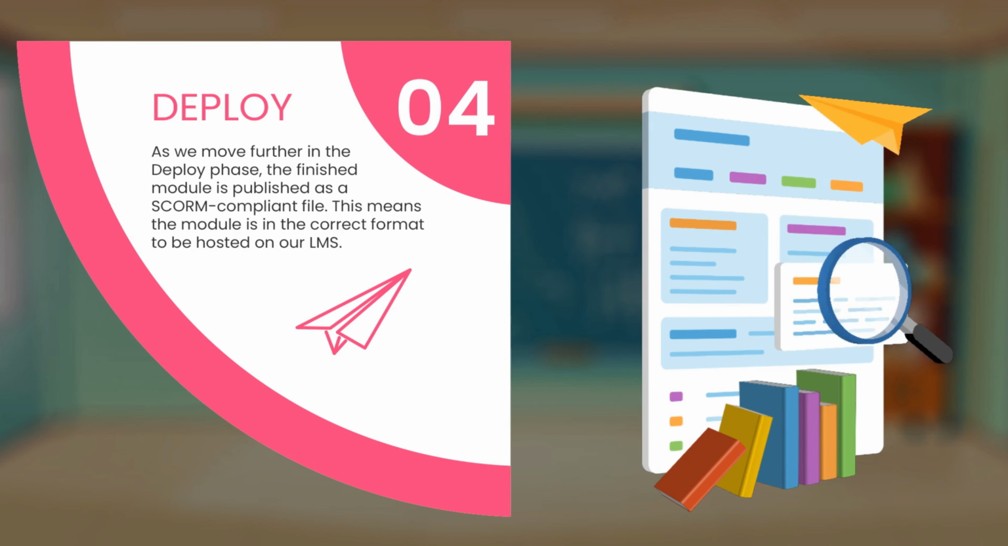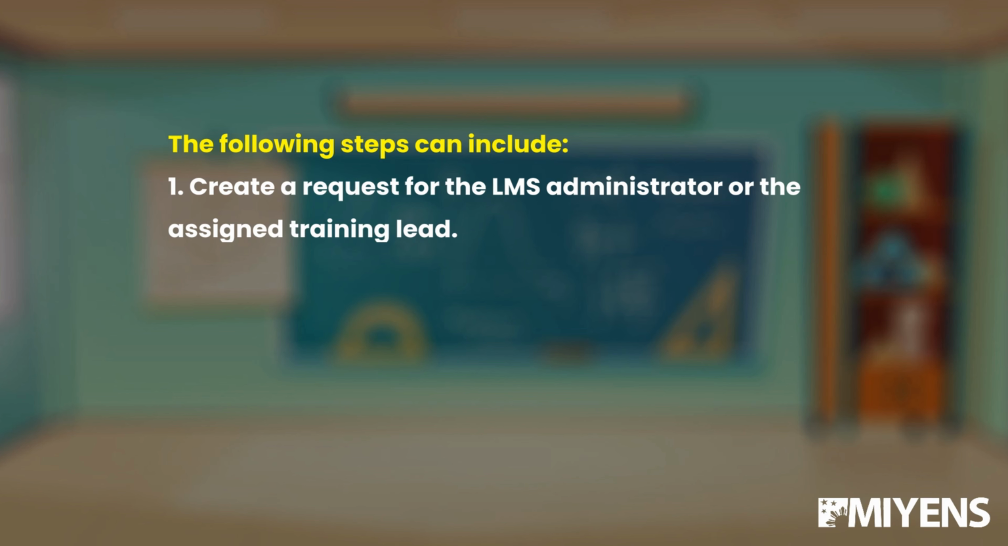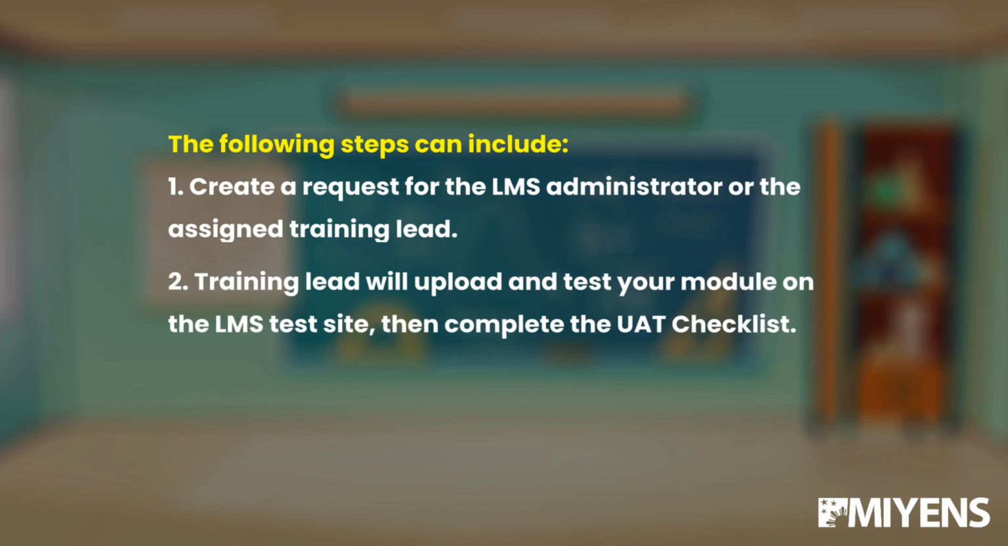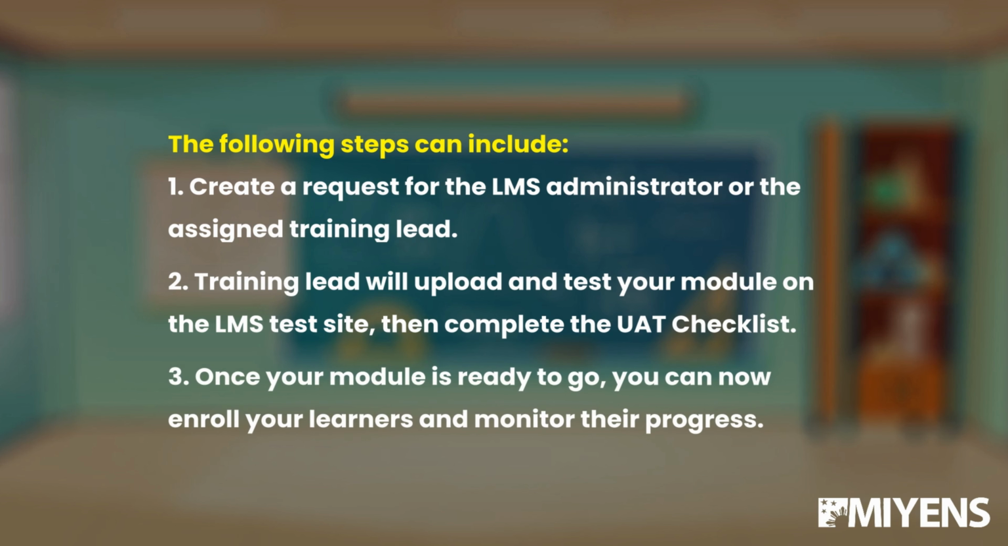for deployment. The following steps can include: 1. Create a request for the LMS administrator or the assigned training lead. 2. The training lead will upload and test your module on the LMS test site, then complete the UAT checklist. 3. Once your module is ready to go, you can now enroll your learners and monitor their progress.